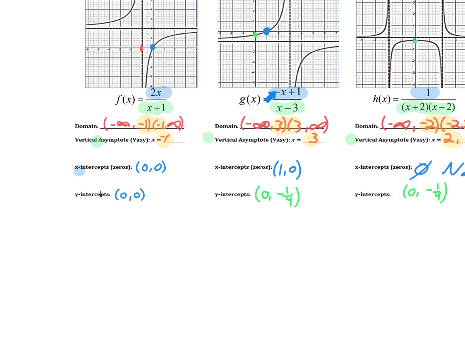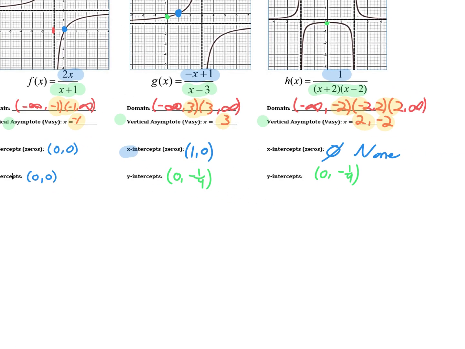Over here, negative x plus 1. Well, if I plugged in 1 for x, negative 1 plus 1 is a 0. So anytime I get a 0 in the top, that corresponds with an x-intercept. Last one, there was no x at all. There was no variable. The previous ones had variables. This guy doesn't. Well, that kind of explains why there was no x-intercept.